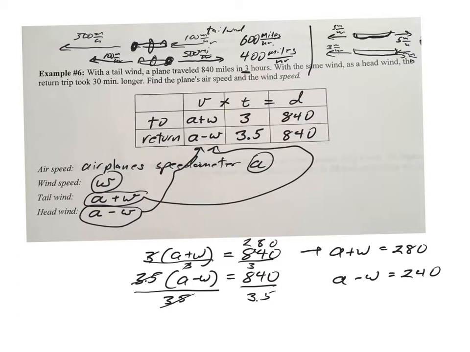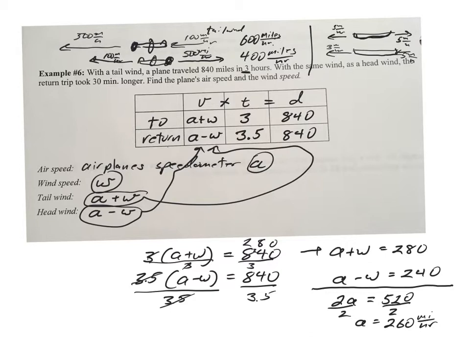Oh, well, what's nice about this, if we do elimination, is we don't have to make any changes at all, because the wind speeds are going to be canceling out. And so if I add these two equations, I get 2A equals 520. And if I divide both sides by 2, I get an airspeed, the airplane speed, of 260 miles per hour.